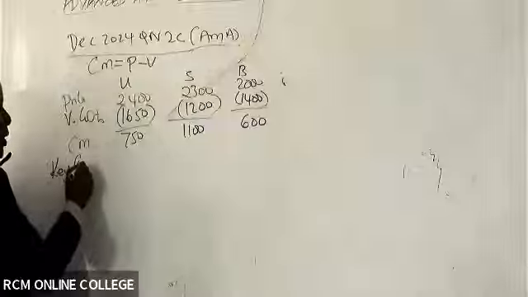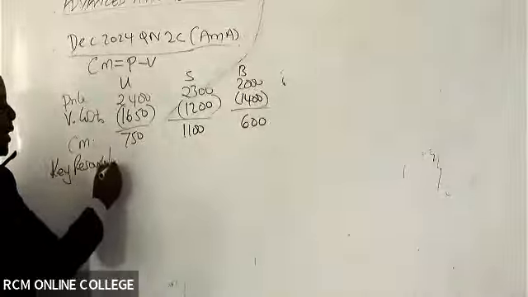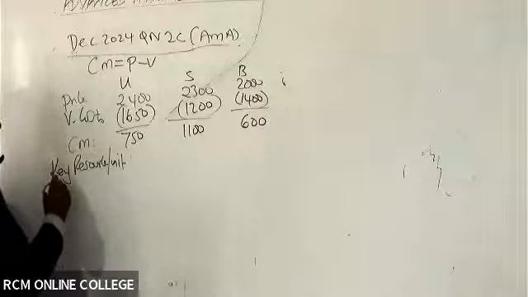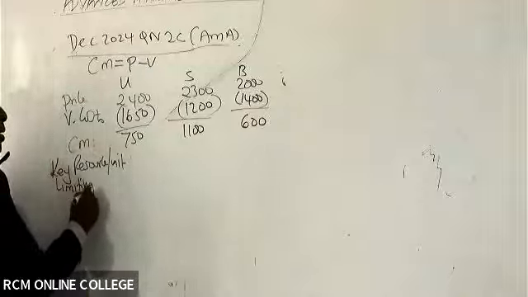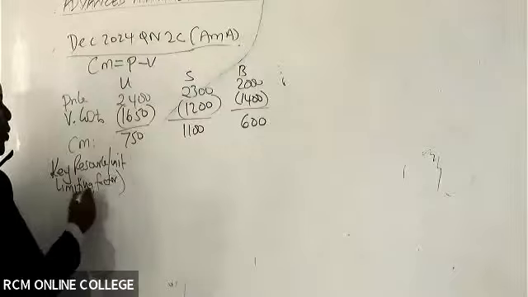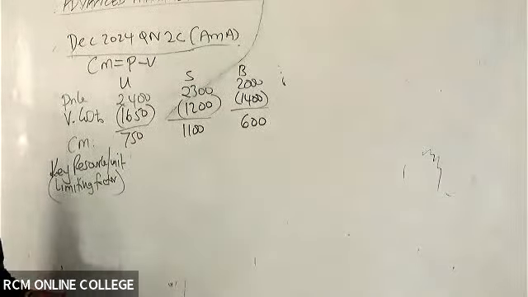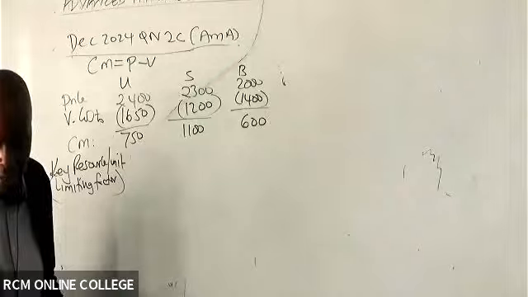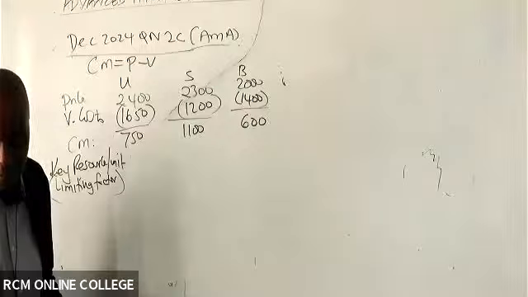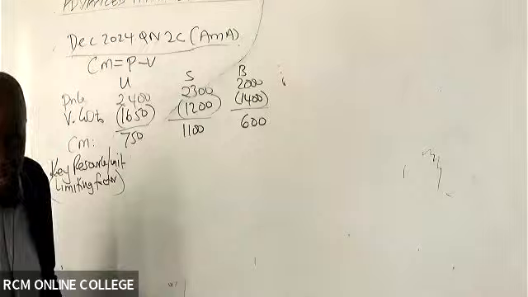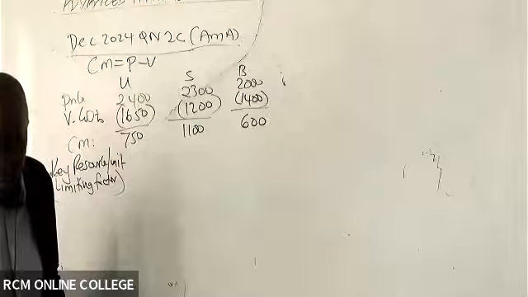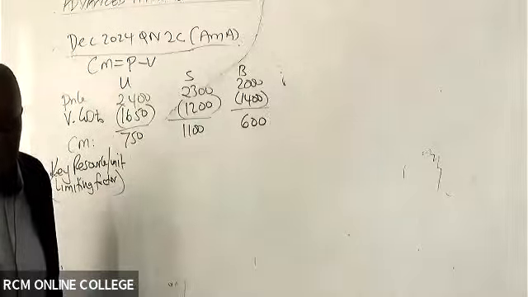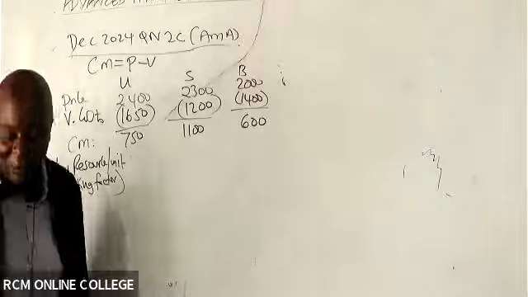The key resource per unit. This key resource is the key limiting factor. So in this question, have they given me a key limiting factor? Oh yes, they told me in this particular note. Look at note number 3.